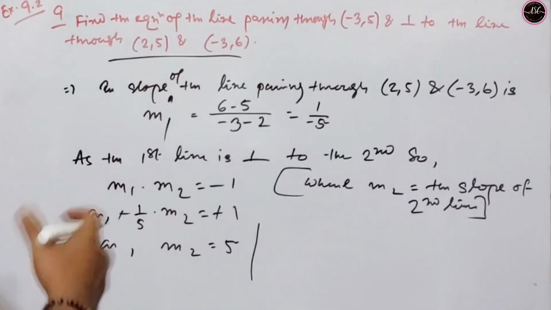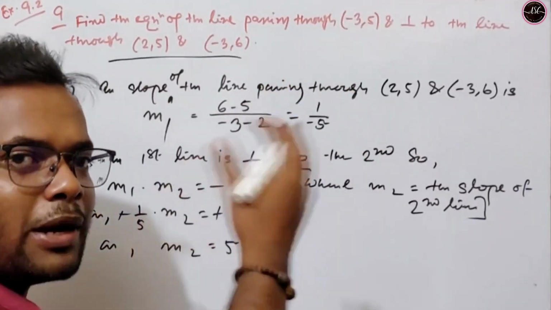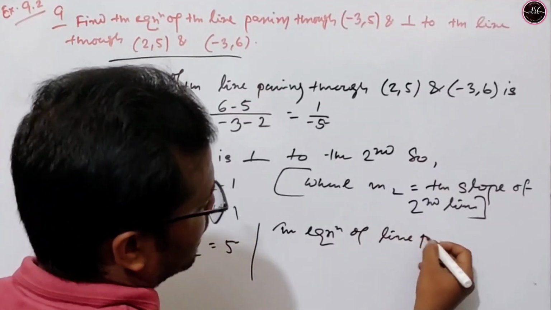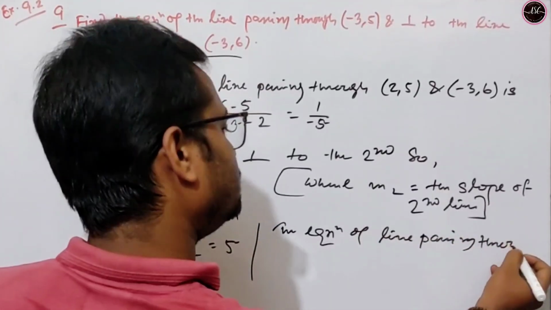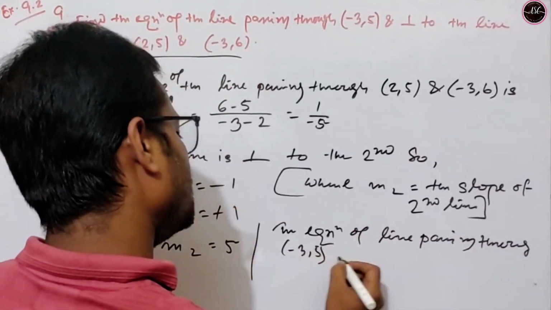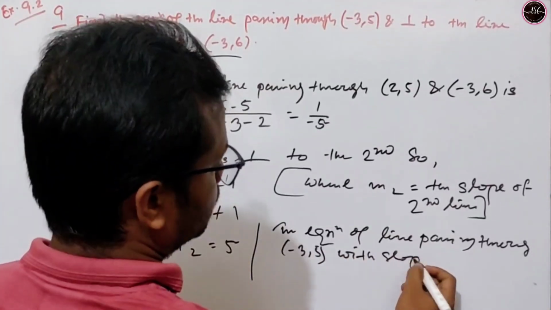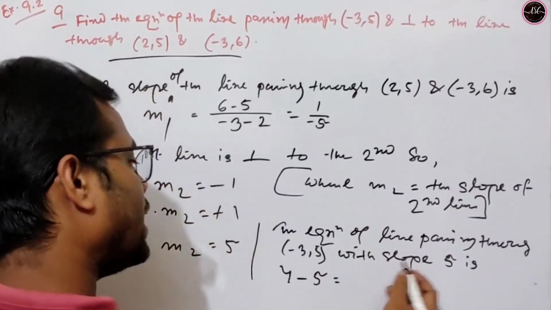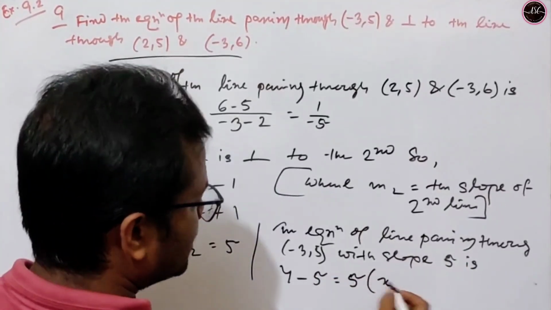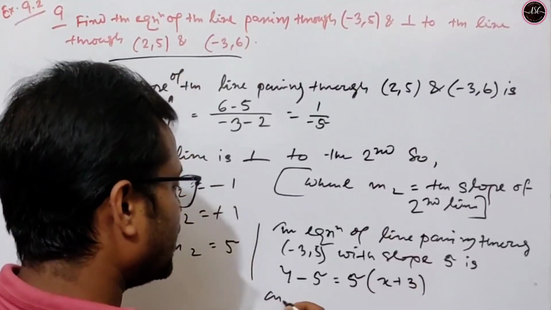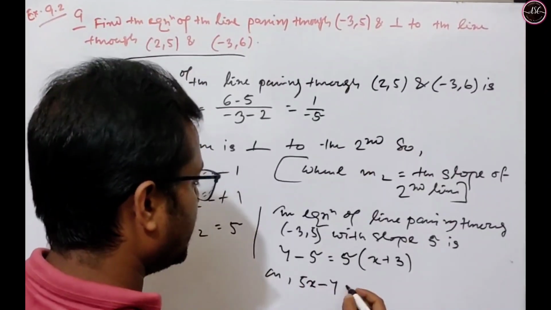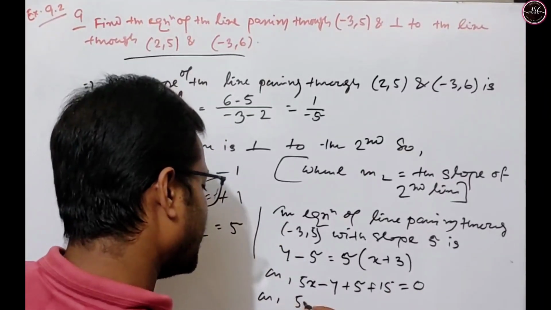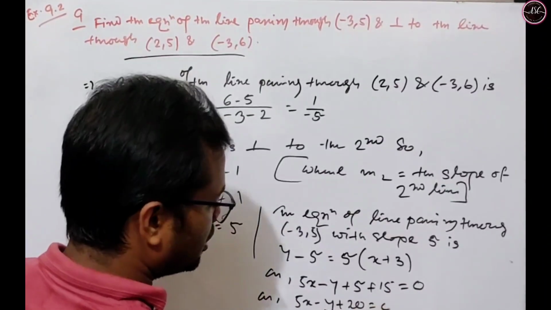Okay, so we get the slope of the line that is passing through (minus 3, 5). So the equation of the line passing through (minus 3, 5) with slope 5 is y minus y1, equal to 5, equal to m into (x minus minus 3), m means 5, that means plus 3. So that will be 5x minus y plus 5 plus 15 equal to 0, or 5x minus y plus 20 equal to 0. That will be the answer.